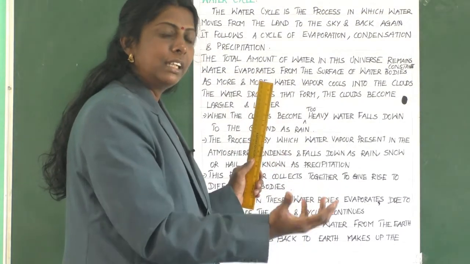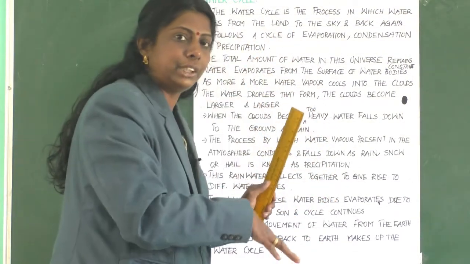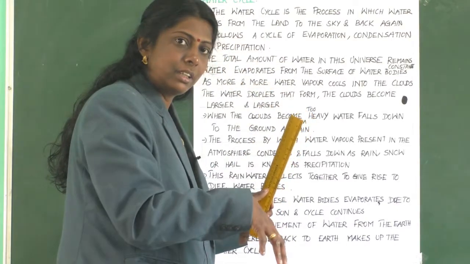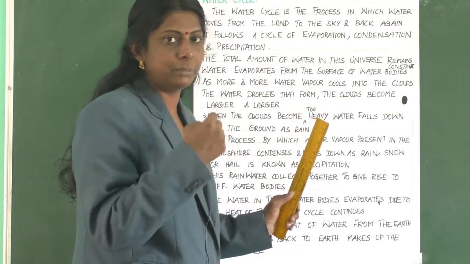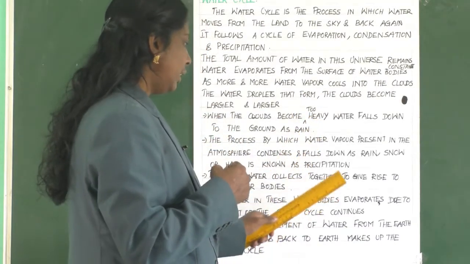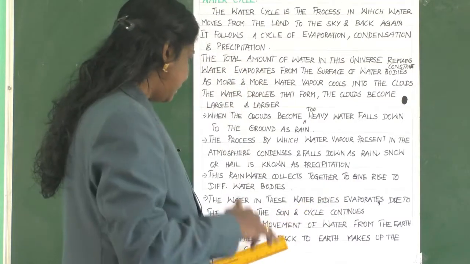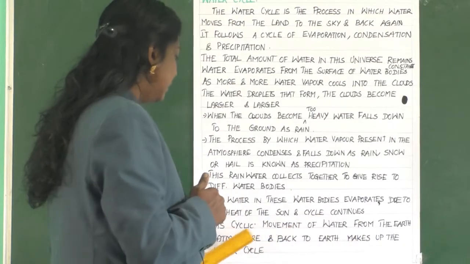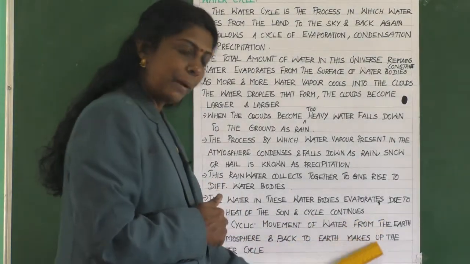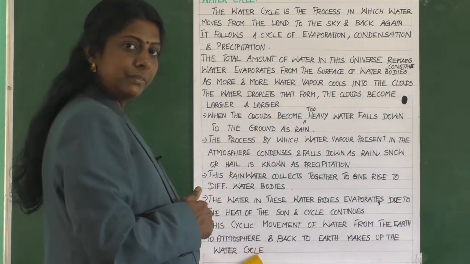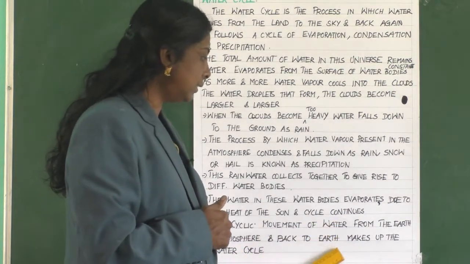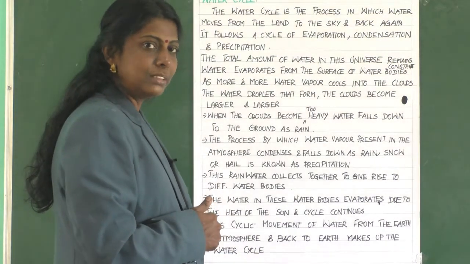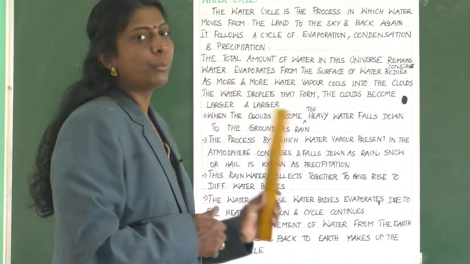So evaporation, condensation and precipitation. Precipitation is the cloud falling down towards the ground as rain. That's what precipitation is. So this cycle, evaporation, condensation and precipitation, continues. Clear? Then this cyclic movement of water from the earth to the atmosphere and back to earth makes up the water cycle. So this is what the water cycle is.